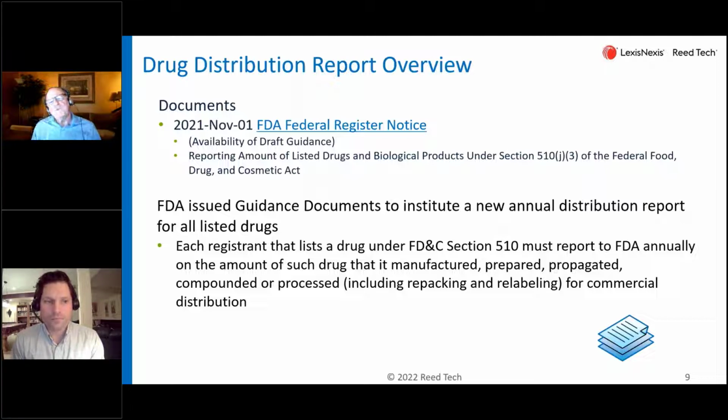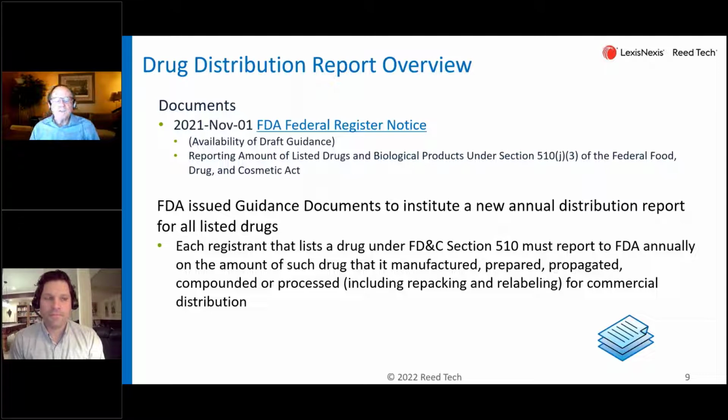So if a particular manufacturer or other registrant, as the FDA terms them, lists a drug, and again, that is linked back to the establishment regulation. So if a particular company has an establishment that you need to register, then that's coupled with the listing of a drug that is manufactured or in some way, there's a business operation at that particular establishment. So drugs need to be listed.